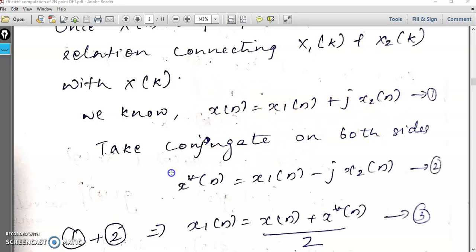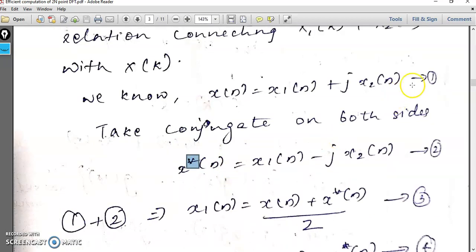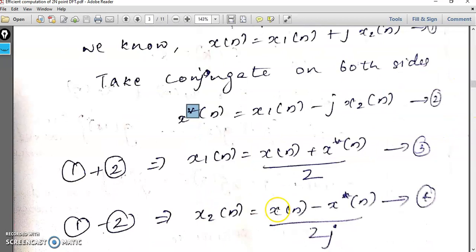So you get x conjugate of n is equal to x1 of n minus j into x2 of n. Here, due to the conjugate, plus j changes to minus j, and on the left-hand side, x of n becomes x conjugate of n. Using equations 1 and 2, you will get the values of x1 of n and x2 of n like this.